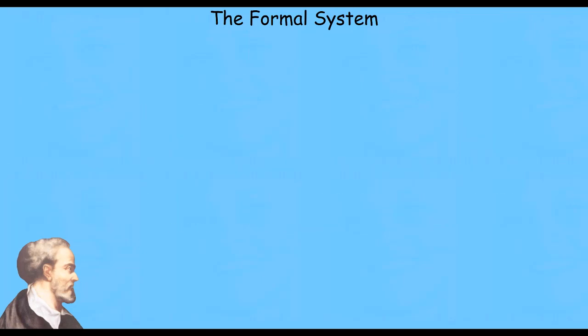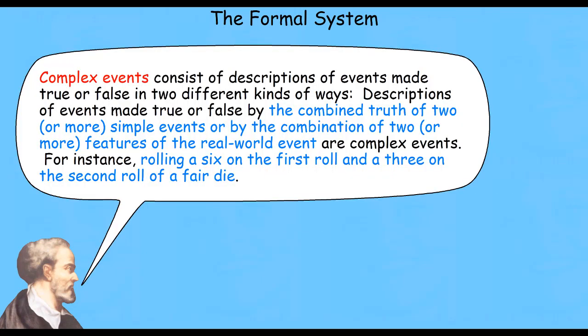What about complex events? Well, complex events consist of descriptions of events that are made true or false in two different kinds of ways, at least for our purposes. So on one hand, we have descriptions of events that are made true or false by the combined truth of two or more simple events, or by the combination of two or more features of a single real-world event. And these are all complex events. So for instance, rolling a 6 on the first roll of a single die and a 3 on the second roll of a single die, that would be a complex event. Two things have to happen to make that complex event true.